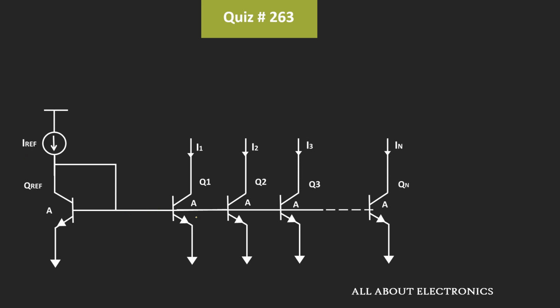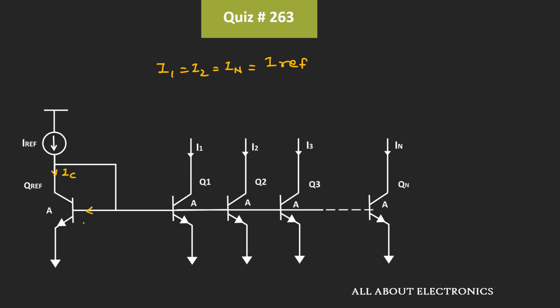Now if we neglect the effect of beta, or if we assume that beta is very large, then this I1, I2 and IN will be equal to I reference. But if we also include the effect of beta, then this output current will be less than the I reference. Because if you see over here, this reference current gets divided into the three branches. This current is equal to the collector current, while these two currents will be the base currents.